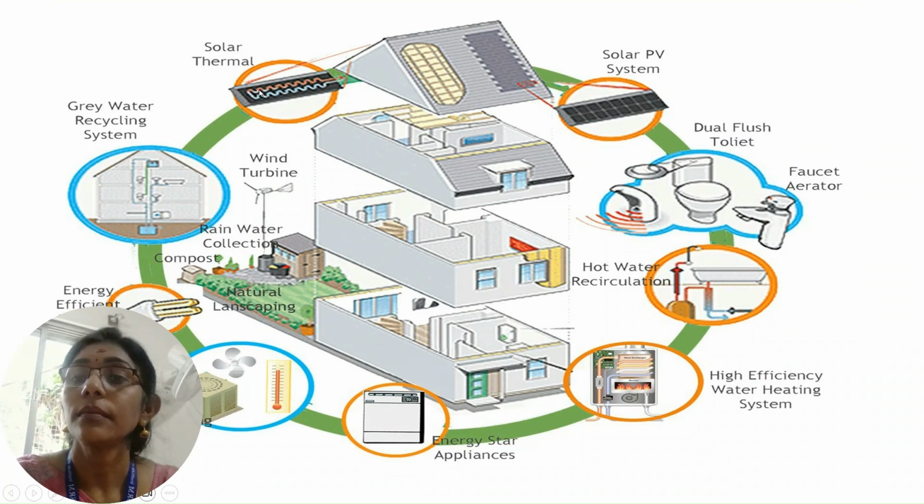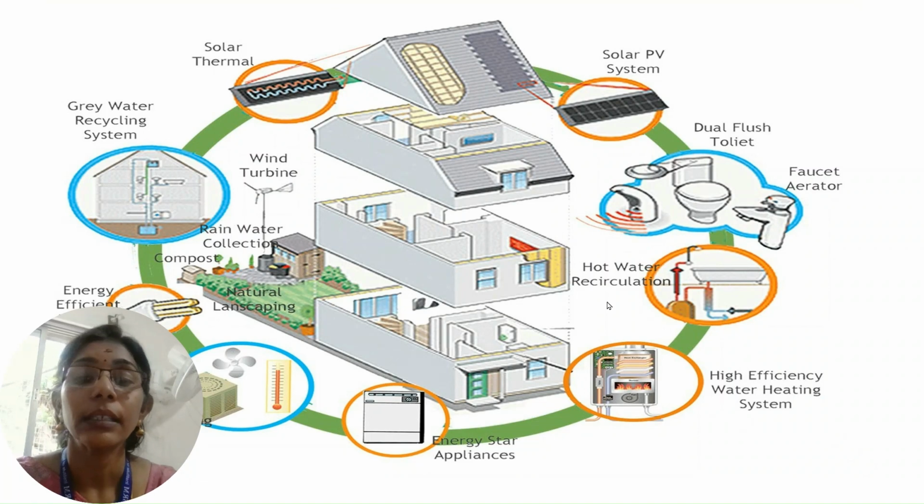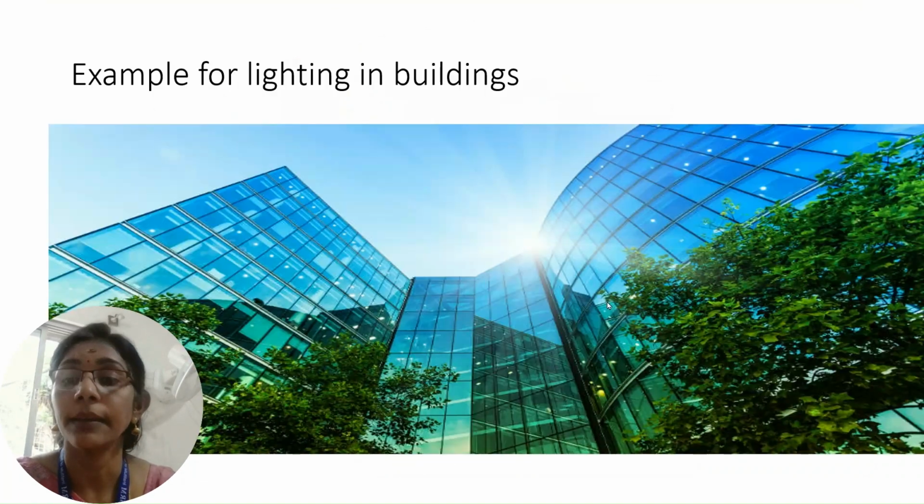And again, solar thermal, which is used to heat water as well as space. And here we have a wind turbine, rainwater harvesting, as well as natural landscaping, that is for drought-resistant plants. And then we have compost, that is waste management. So with all these technologies incorporated, this entire picture is an example of a smart building or a sustainable building.